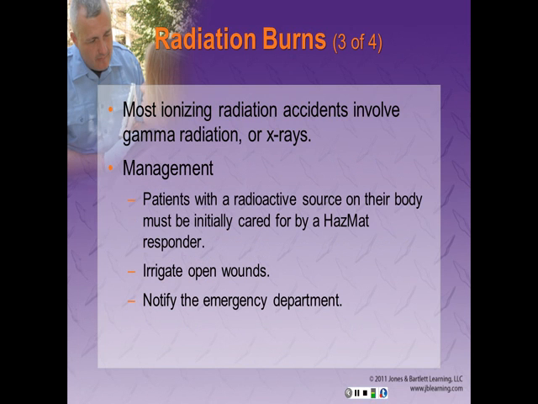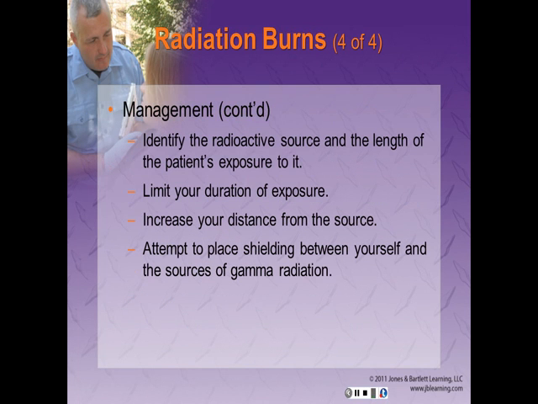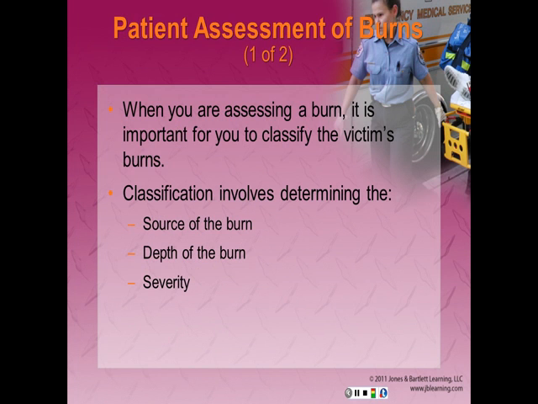When patients have a radioactive source on their body, they are contaminated and must be initially cared for by hazmat. Most contaminants can be removed by simply removing clothing. We need to irrigate open wounds, notify the emergency department, and identify the radioactive source and the length of exposure. Limit your duration of exposure, increase your distance from the source, and attempt to place shielding between yourself and sources of gamma radiation.